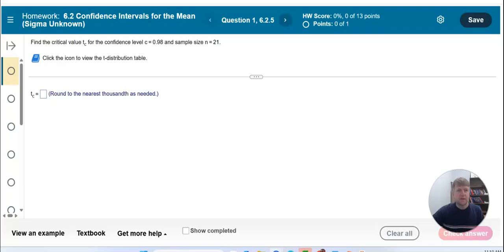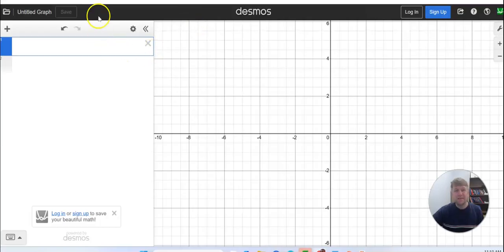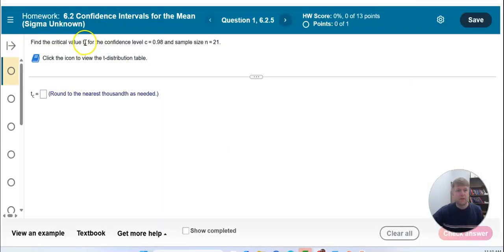All right, it tells us here that we have a sample of size 21 and a confidence level of 98%, and we're told to find a critical value. Now this is a critical T value. You can tell with the notation T with a little underscore C. That's a T critical value. So we need the T distribution.